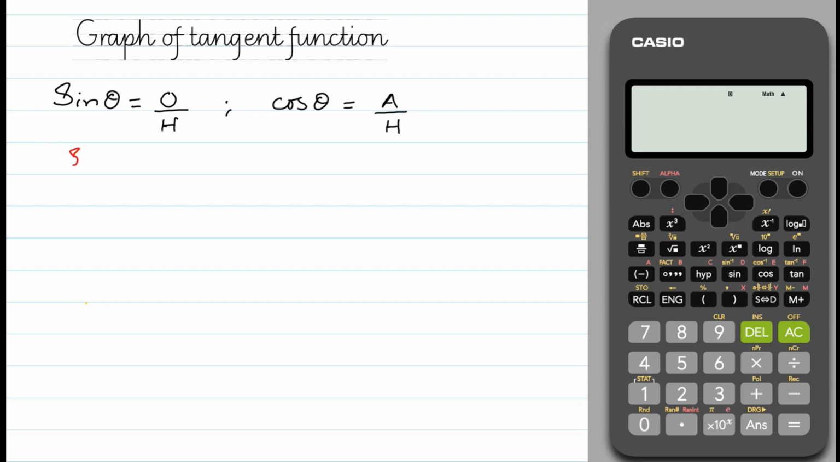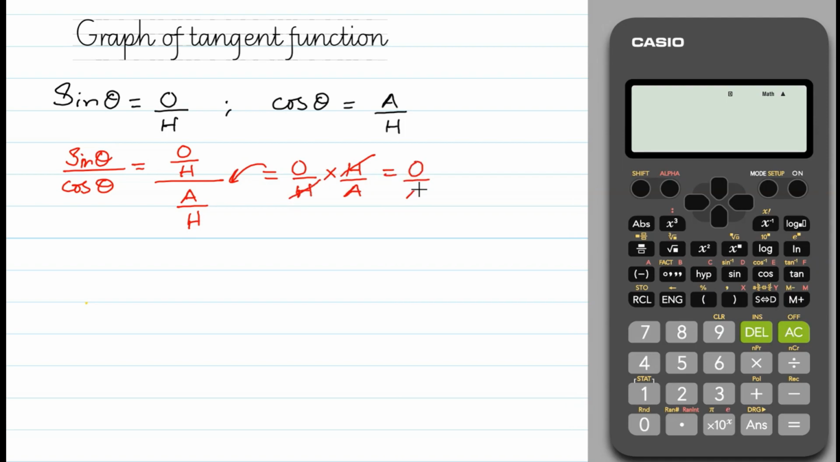So let's divide sine theta by cosine of theta. That comes to opposite side over hypotenuse divided by adjacent side over hypotenuse. You cannot divide the fractions directly, so you need to convert this division to multiplication, or you can simply cancel the hypotenuse and get O over A. If we change this division to multiplication, this becomes opposite side over hypotenuse times hypotenuse over adjacent side. The hypotenuse and hypotenuse go away, so your answer is opposite side over adjacent side.